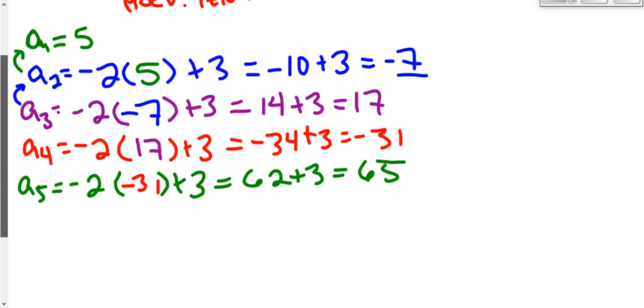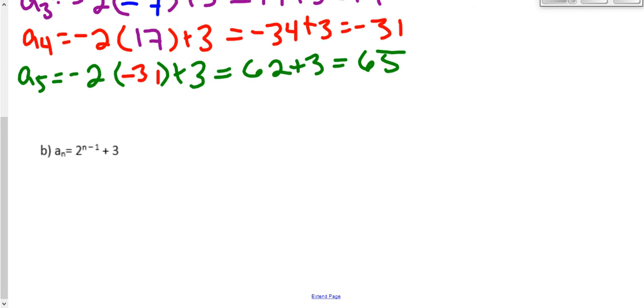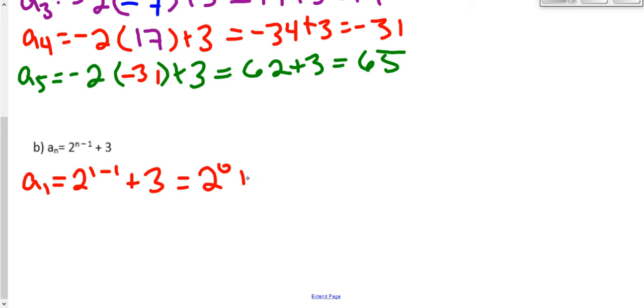Our example B is similar, except it doesn't have a sub n minus 1 in it. It has n minus 1, but there's no a sub there, so it doesn't mean previous term, it just means whatever n is, I subtract 1 from it to do this problem. So this one's a little bit more straightforward to solve. This is an explicit formula. So to find a sub 1, all I have to do is plug in 1. 2 to the 1 minus 1 power, and then add 3. 2 to the 1 minus 1 is 2 to the 0. 2 to the 0 is just 1. So 1 plus 3, our first term is the number 4.